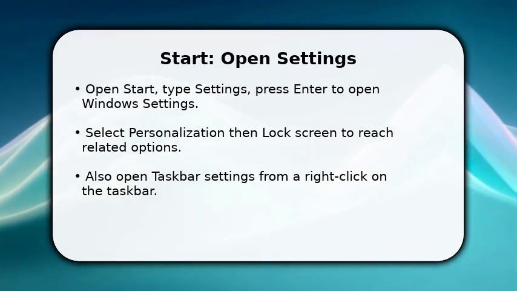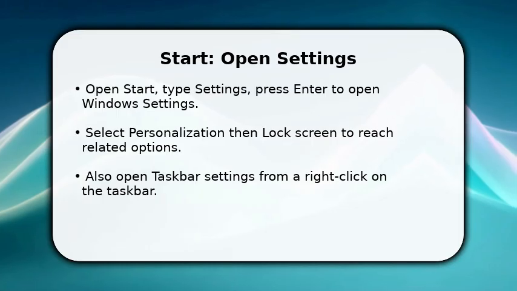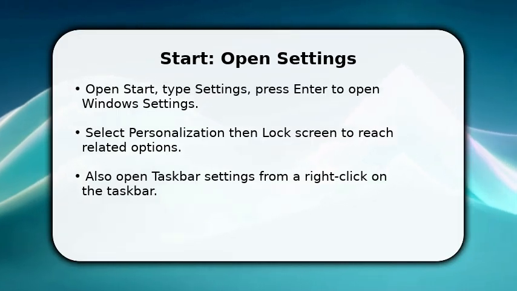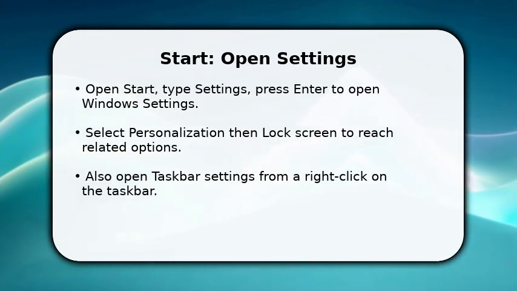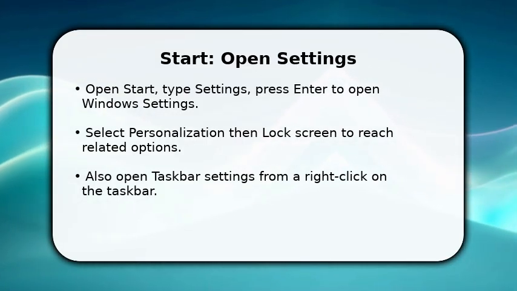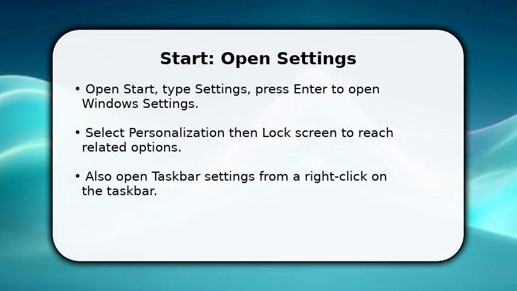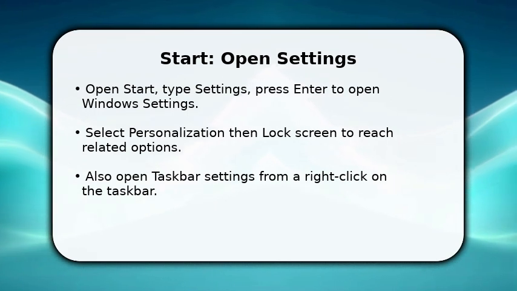Next, right-click the taskbar and choose Taskbar Settings to reach News and Interests controls. This combined path gets you to both lock screen and taskbar surfaces where news, weather, and information blocks appear. Make sure you stay in Settings while you switch between these panes so options update correctly.